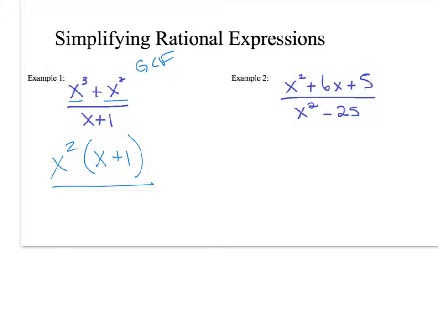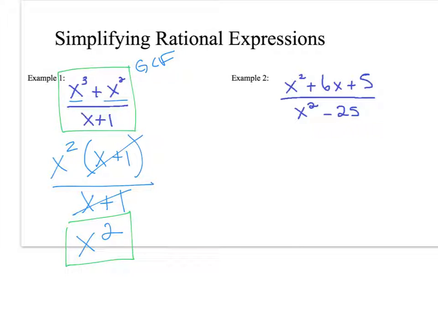And now I have that top numerator factored. I'm going to leave the denominator as is. And then I'm going to cancel out any like terms I find. And I can see that x plus 1 and x plus 1 are like terms. And when you divide x plus 1 by x plus 1, you're just going to get 1. That's going to leave me with x squared by itself. And that is the answer. That x squared is the simplified expression of this rational expression here.